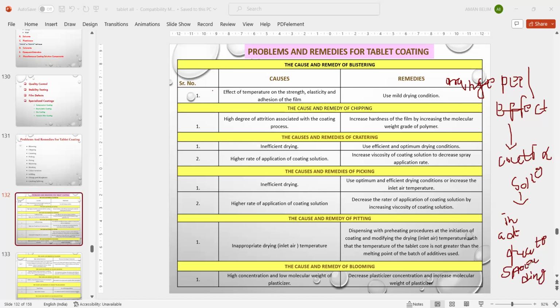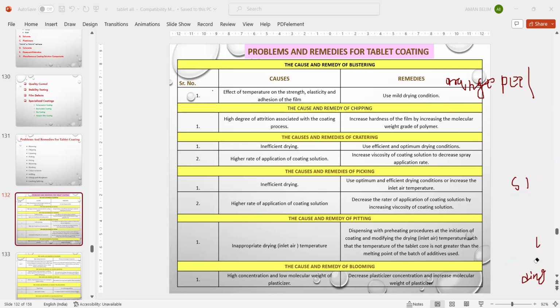So inadequate spreading of coating solution is known as the orange peel effect. Now, what are the reasons behind this orange peel effect? What can be the reason? First one is the higher viscosity of the coating solution. Yes, very good. First one is the high viscosity.